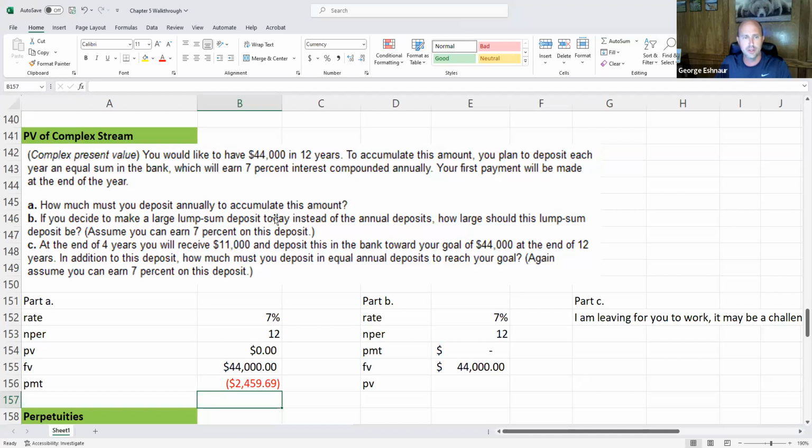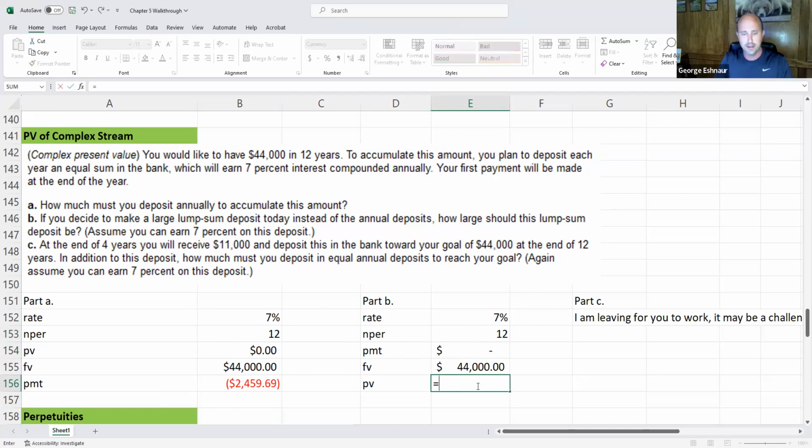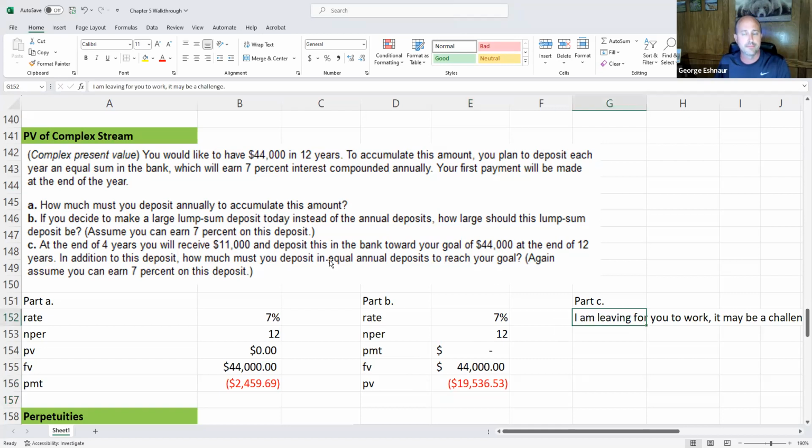So if you decide to make a larger lump sum deposit today, instead of annual deposits, how large should this lump sum be? Assume you can earn 7% interest. Again, we're going to keep the same framework, 7%, 12, no payments. We just want to do a lump sum today. So we're flipping this. We don't want to do any more annualized payments. What do we have to put away today to get to $44,000 over 12 years at 7%? We need to put away $19,536.